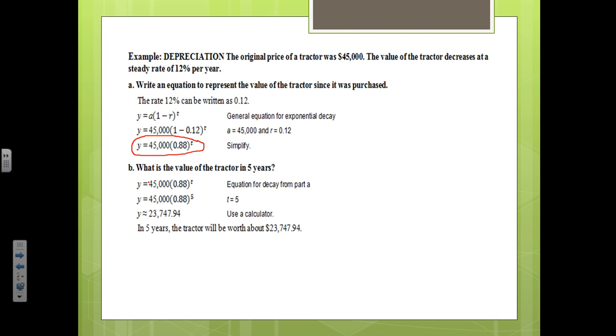power. For part B, they want us to find what is the value of the tractor in 5 years. Well, we'll just take that equation from part A and plug in 5 for t. And when we simplify that down, we get $23,747.94 for the value of the tractor in 5 years.